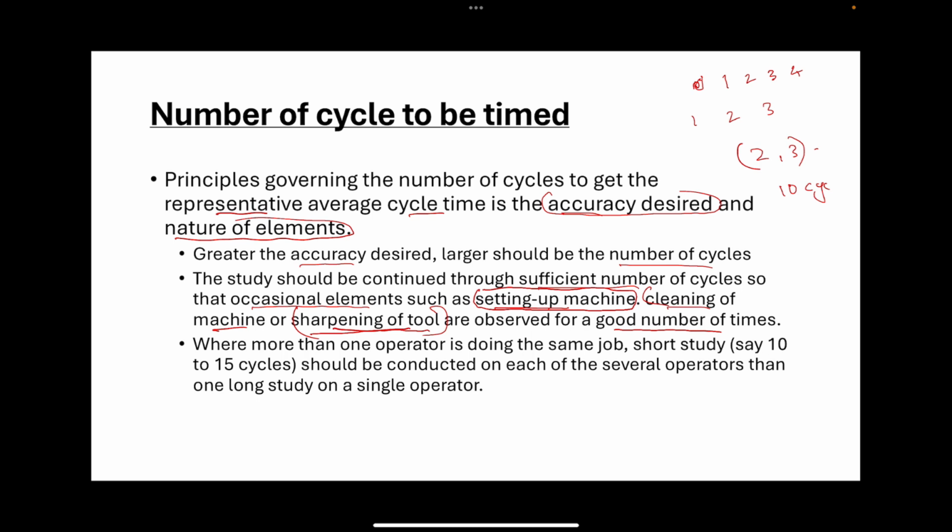See, when more than one operator is doing the same job, short studies, say 10 to 15 cycles, should be conducted on each of the several operators, rather than one long study on a single operator. So it is better to take different operators and do some 10 to 15 cycles using each operator.